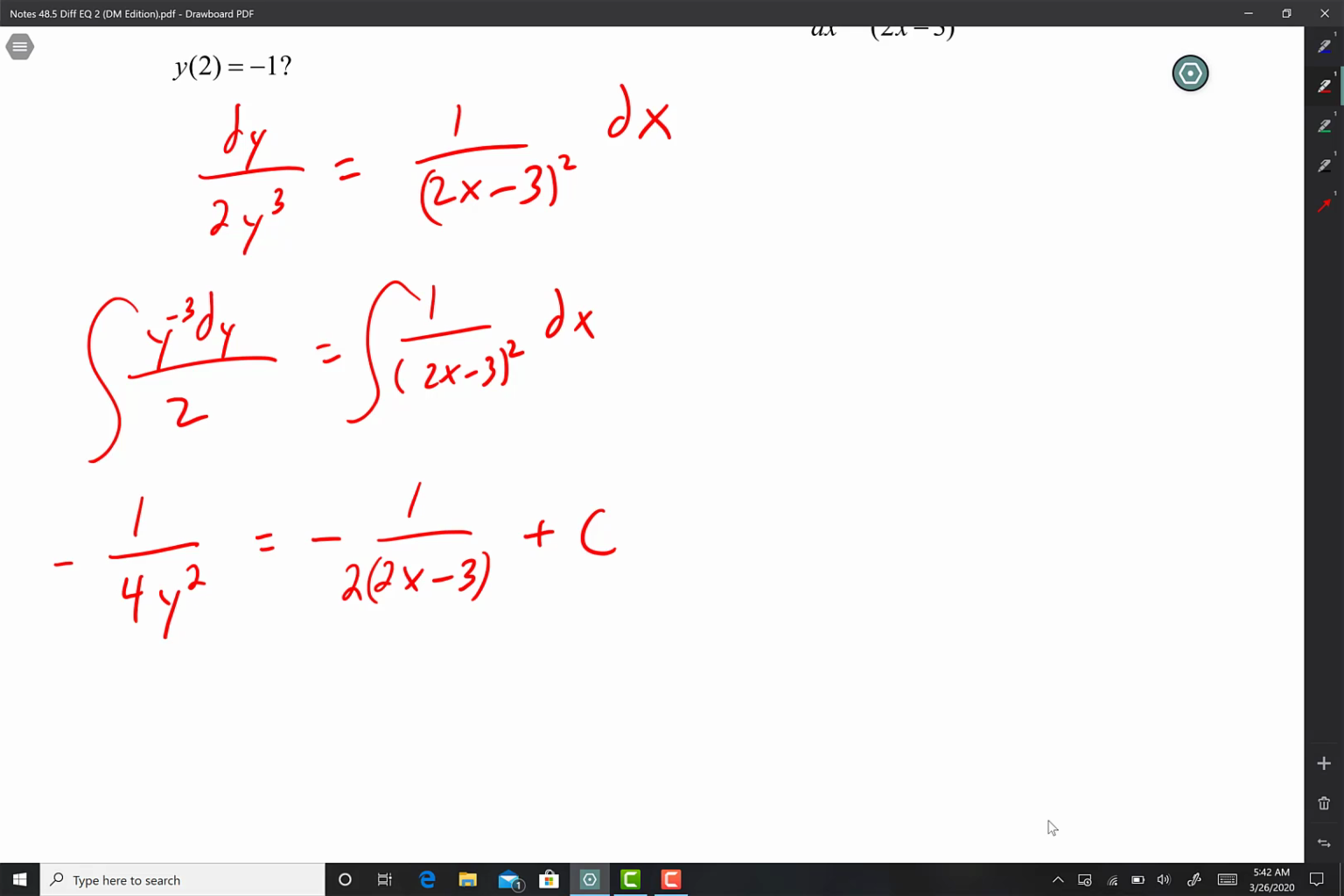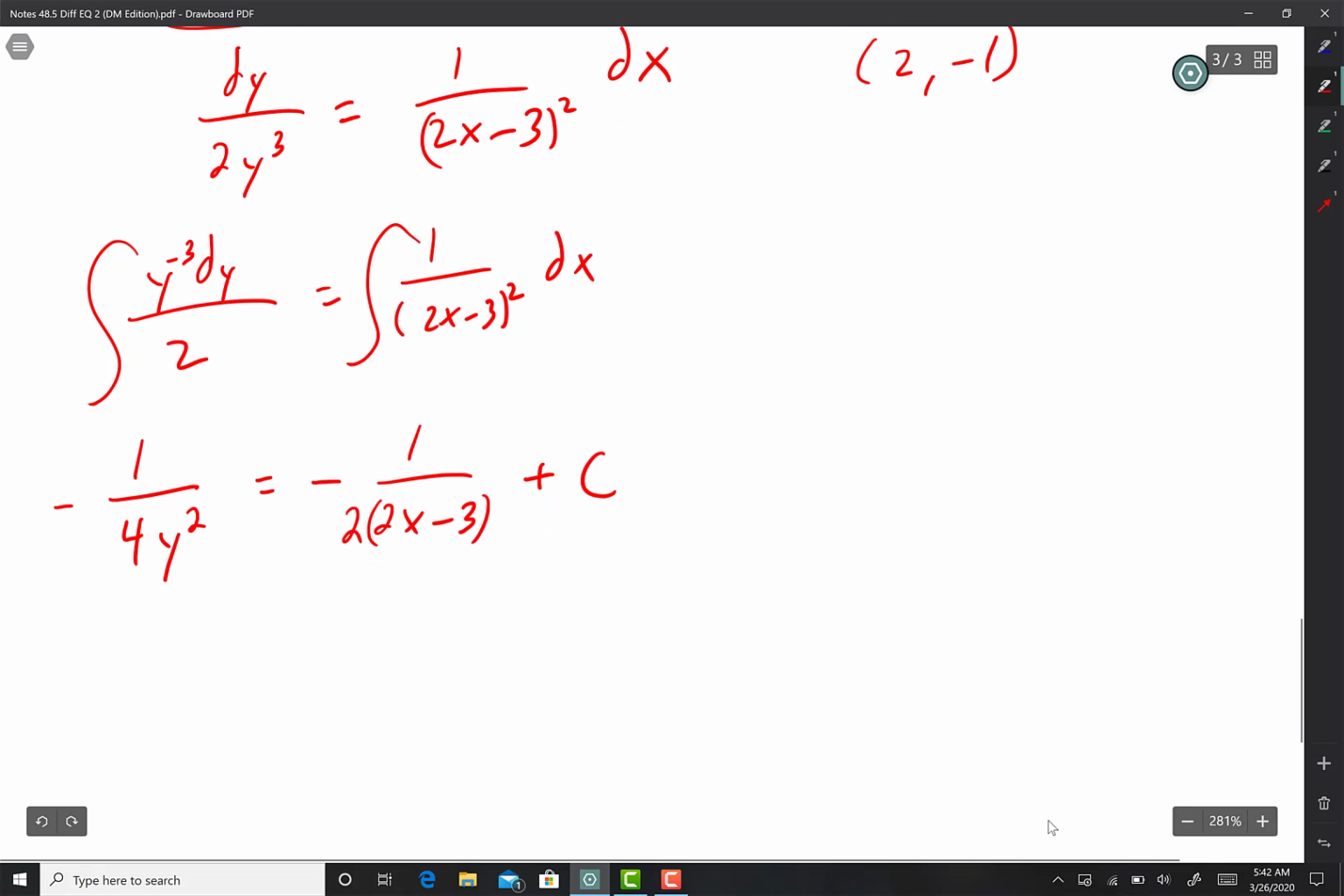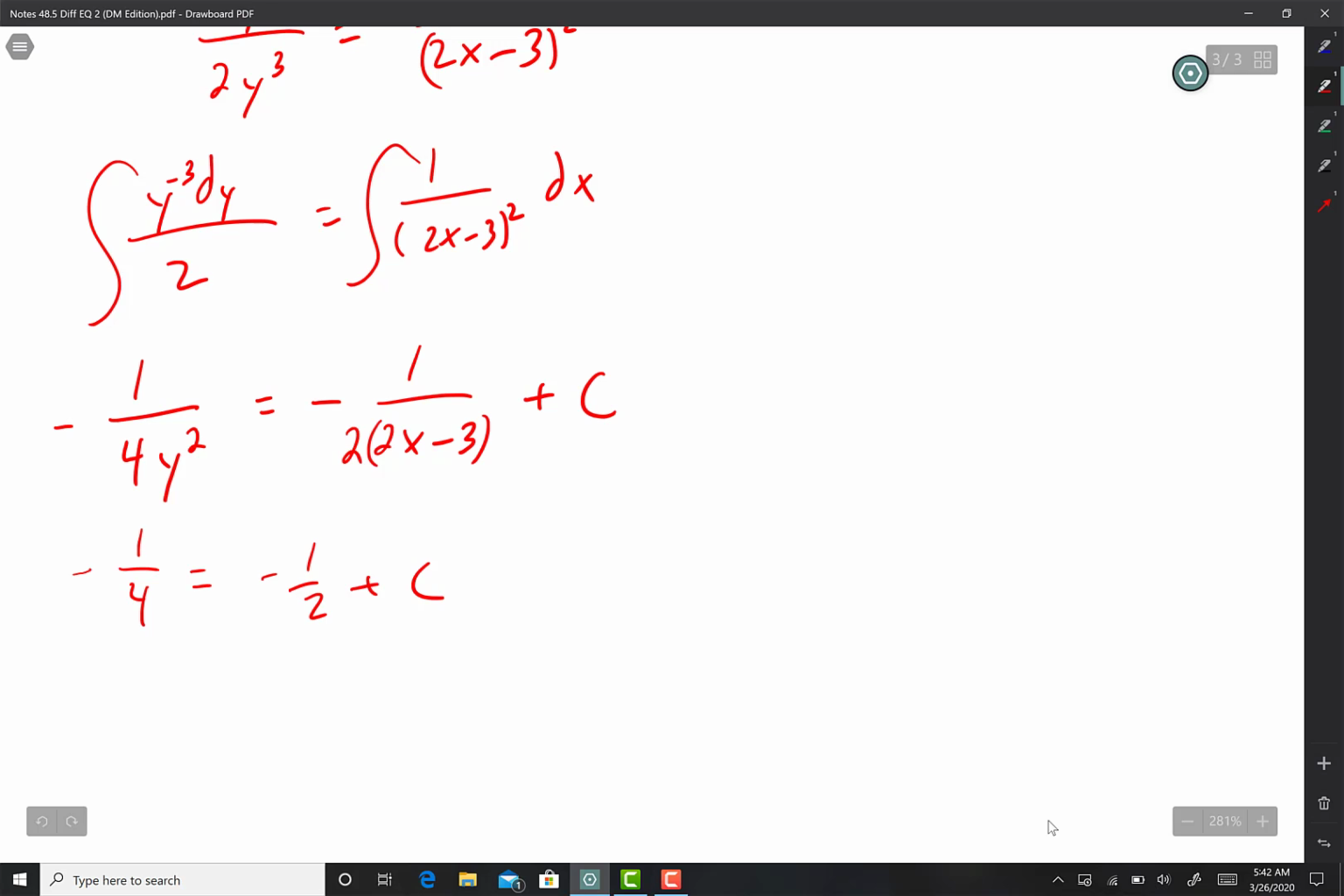And then from there, what I'm going to go ahead and do, let's see, what feels good. I think what feels good right here, guys, is just to plug in immediately. So I'm going to plug in 2, negative 1. This guy right there, that's in the top left-hand corner. 2, negative 1. I'm just going to plug it in immediately. So if I plug in 2, negative 1, negative 1 squared is 1, so I will get 1/4 equals, and then 2 times 2 is 4, 4 minus 3 is 1, so I'm going to get a negative half plus c. And then to get c by itself, oh, that's a negative 1/4 there.